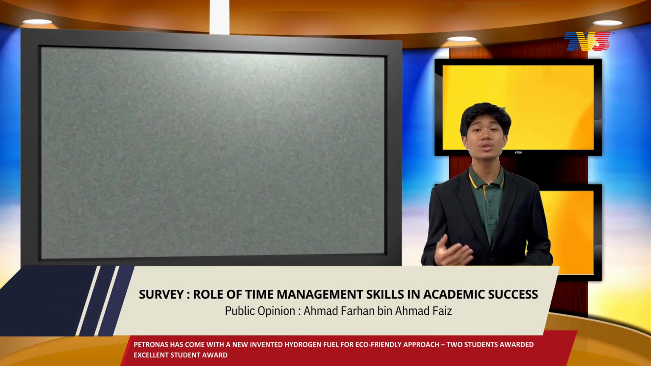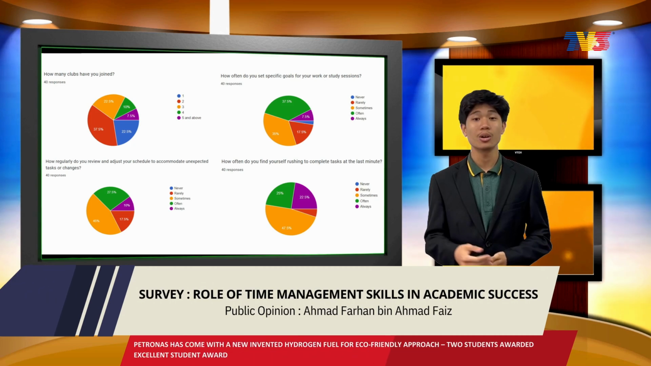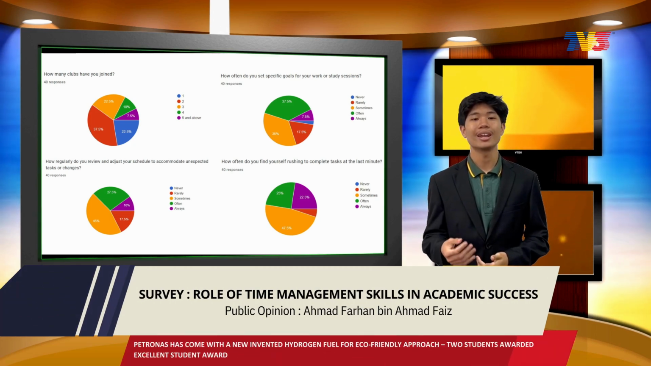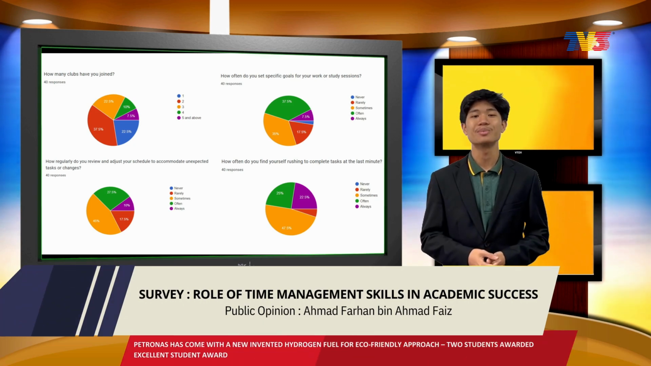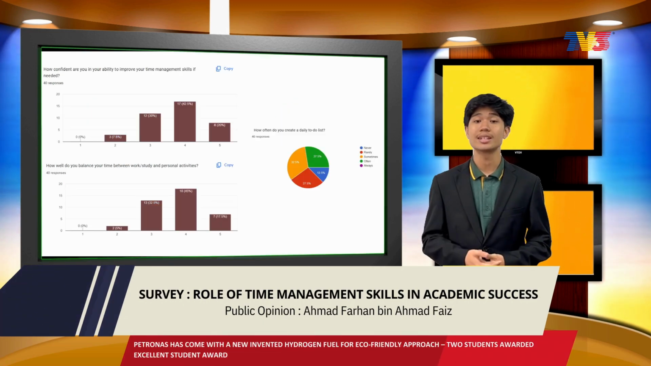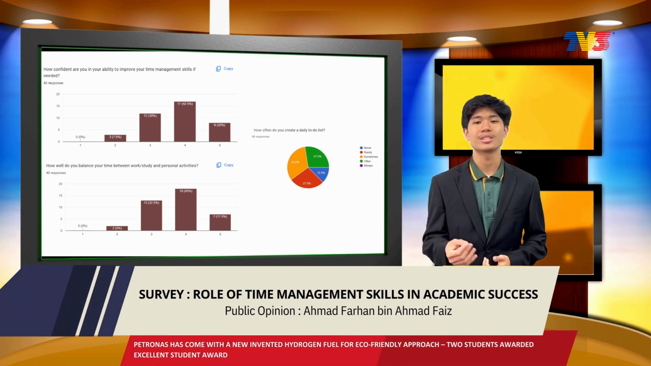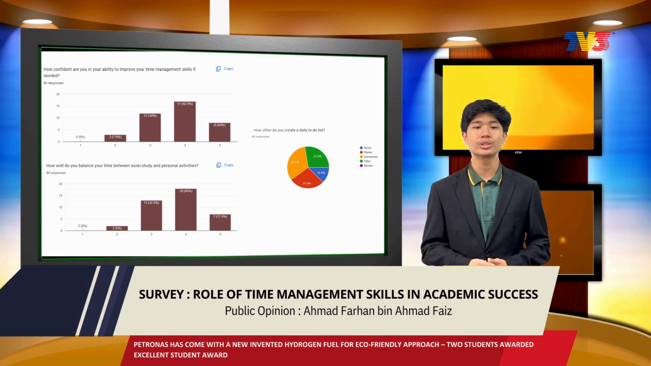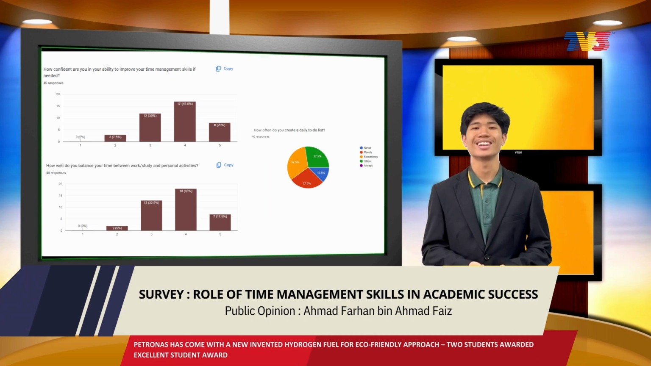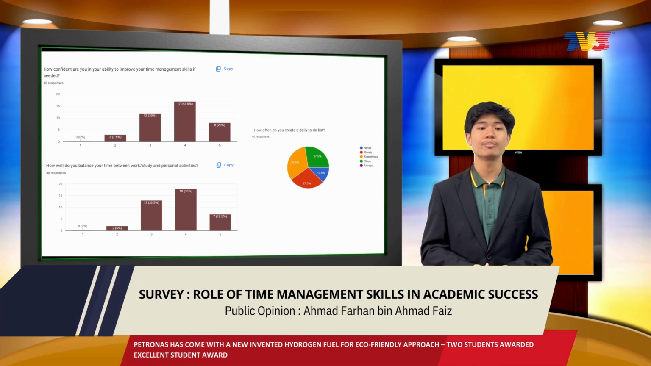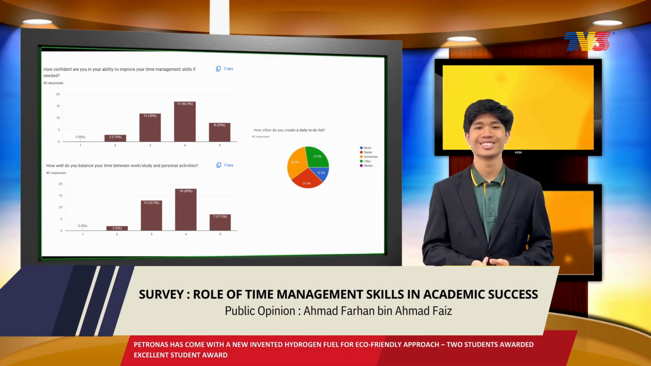Thank you. We've used pie charts to represent the frequency of club participation, setting specific goals for work or study sessions, reviewing and adjusting schedules to accommodate unexpected tasks, and completing tasks at the last minute, and bar charts to showcase the creation of daily to-do lists and balancing time between study and personal activities. These visual tools make it easier for us to communicate public opinion trends and insight clearly and effectively. To further explain the impact of time management on academic success, here's our health and science correspondent.